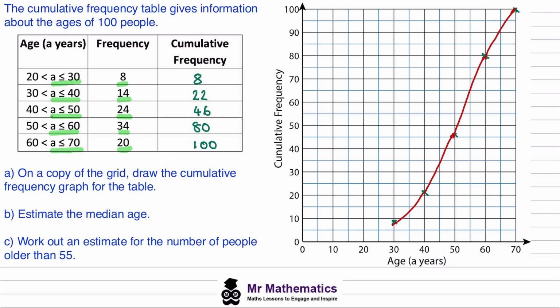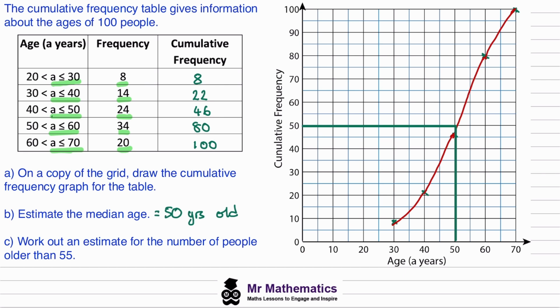And then for part B, estimate the median age. Well, we know the data is in order, and there's 100 people, so we want the 50th person. So we'll draw a horizontal line across from 50 to the curve, and then we'll go down to the horizontal axis and we'll get our age. And you can see this is about 50 years old.